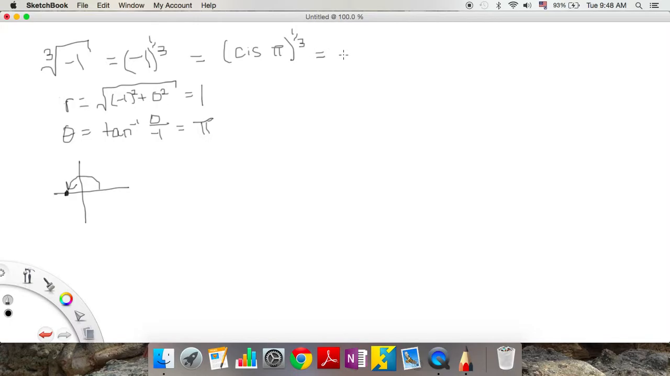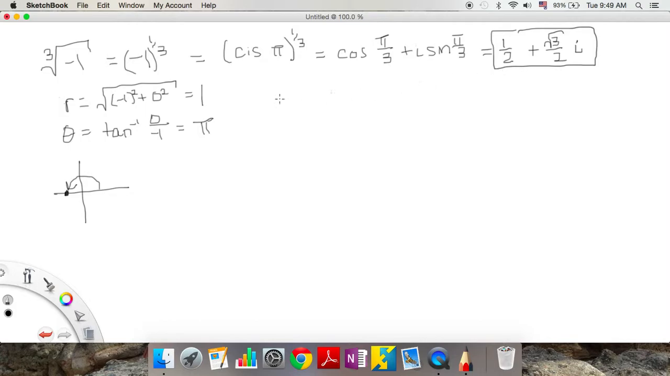And then we have the 1 to the 1/3 power, which is just 1, times the cosine of pi divided by 3, this number down here, plus i times sine of pi divided by 3. And that's going to give us 1/2 plus the square root of 3 over 2 i. And that's the principal root. That's the first one we found based on this.